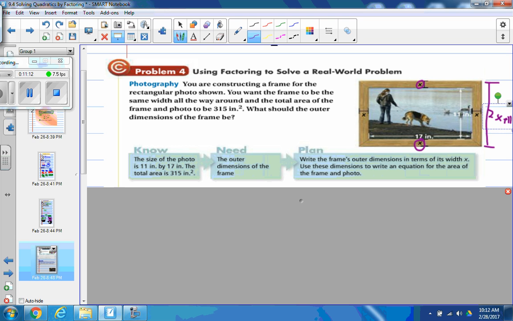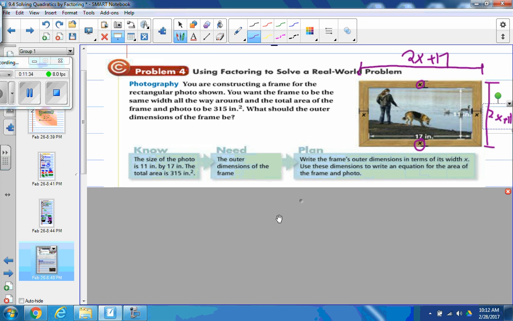And I don't know if I can fit that on here. That looks like 11, but it's supposed to be 17. Okay? And then the width of this, or the length, I guess the longer one would be the length, but, oh, sorry, I apologize. This is supposed to be 2x plus 11. This one is 17 width, and it is 2x plus 17. So those would be our two factors.